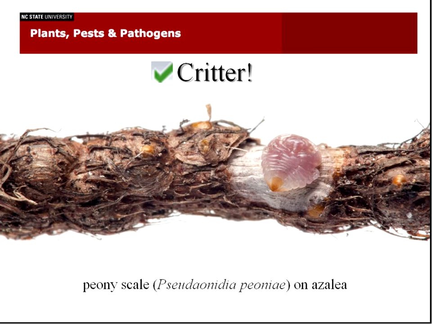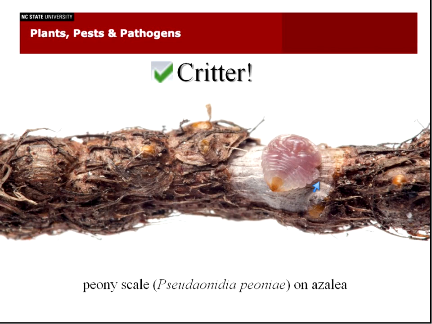Now, there are a number of types of armored scales that will insert themselves under the bark, and they have this really nice camouflage then. You can see the trichomes of the azalea branch are still over top of the actual scale. And so when you basically remove the tests, the covering, you will find this nice female scale sitting there, little bag of mush.